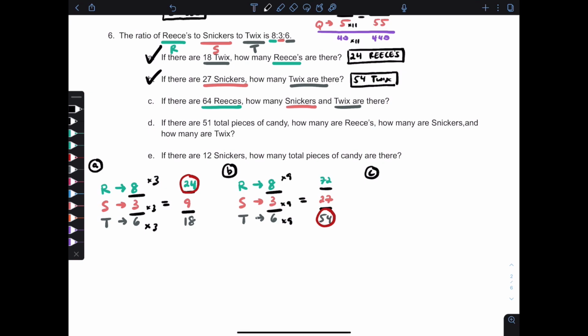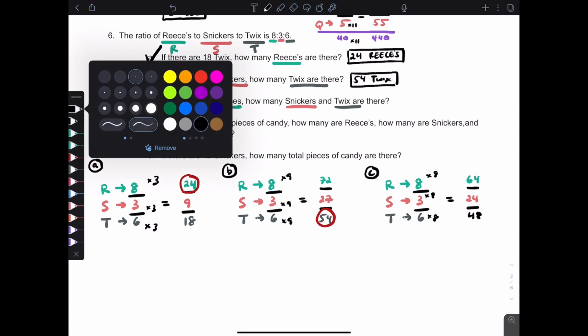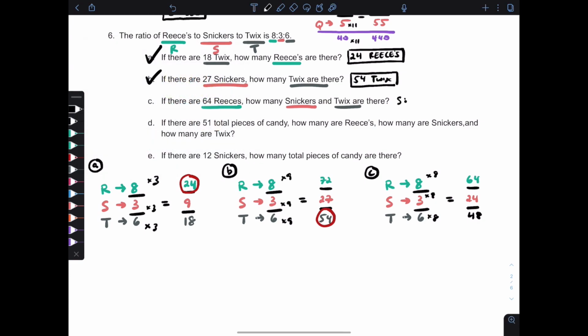64. I guess what can I do here? How do I write the least amount, copy this while still giving you all the details? 64 Reese's, 64 goes on top. Snickers and Twix, they're asking for both. Okay, 8 times 8 is 64. Multiply these. 3 times 8 is 24, and 6 times 8 would be 48. That is great. So how many are there of each? For Snickers, sorry, I'm abbreviating, that's going to be 24. And for Twix, Twix would be 48.